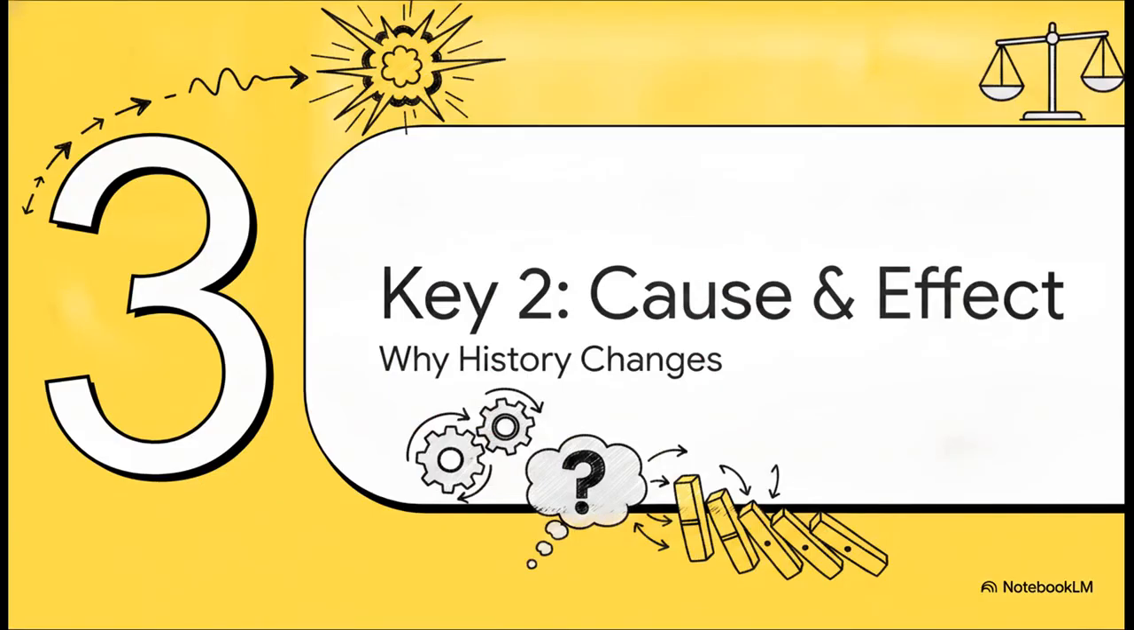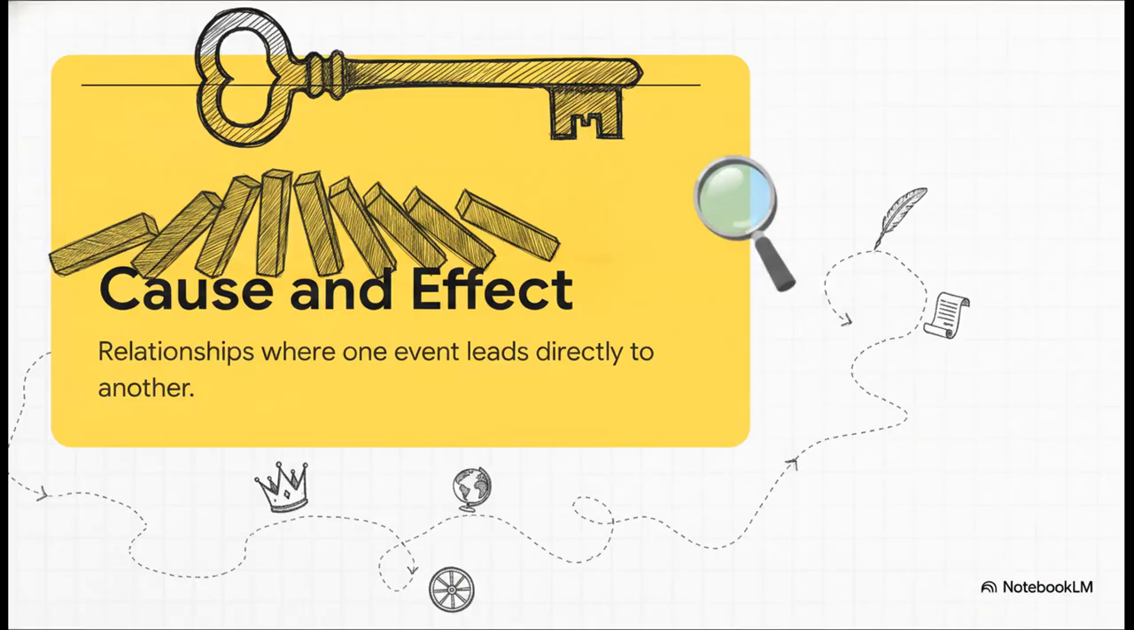Section 3. Key 2. Cause and effect. Explaining why history changes. So, if chronology tells us the sequence of the story, cause and effect answers the ultimate question: why did the story happen that way?